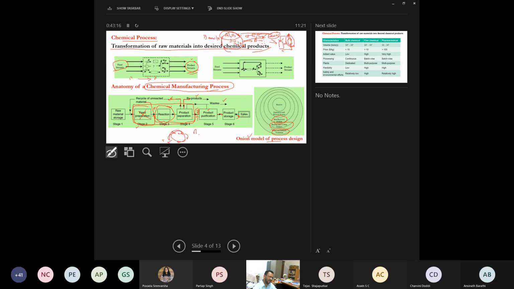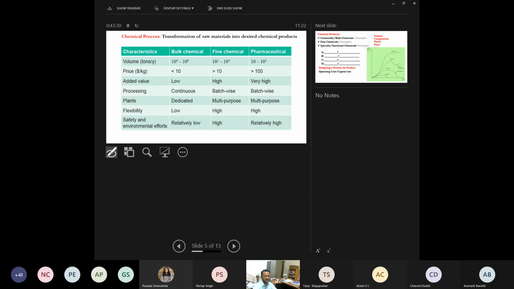The design of this process, as I said, has to consider all the constraints we discussed, like internal constraints and external constraints. This is about process. Then we move to the product. Product means we have three different types of products. One is bulk chemical, another one is fine chemical, or you can say pharmaceuticals or specialty chemicals. That is another terminology that is being used.